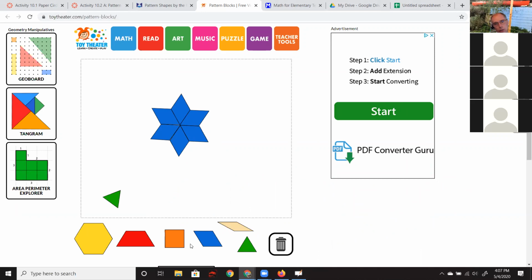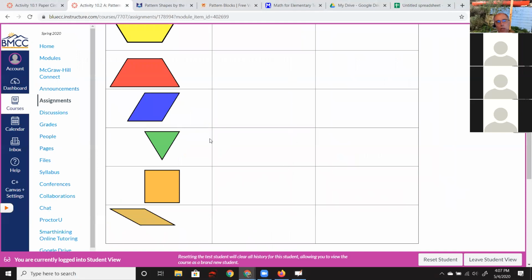So we want to know the angles, each of the angles of these. And some of them have the same angles going around, right? A few of them, and then a few of them have different angles going around. So try to come up with the measure of each angle and a little explanation of why, and then upload that to me. Does anybody have any questions on this activity here? Okay, not at the moment.